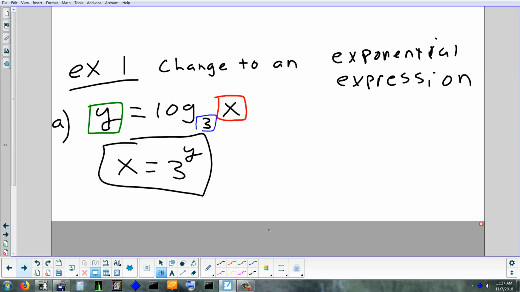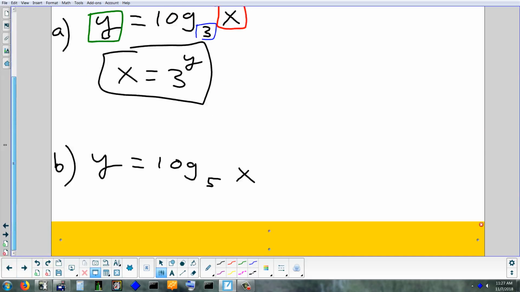If you knew what y was, let's say y was 2, then you could actually do it out, 3 to the second power, and get an answer. But unless we know something else, we're done. Any questions on that one? All right, let's try this one.